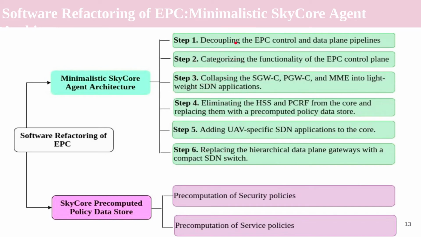The first one is decoupling the EPC control and data plane pipelines. One of the main reasons behind the high complexity of EPC is its nodes performing mixed control and data plane functions. So to make the EPC functionality suitable for UAVs, we need to first decouple the EPC control and data planes. Then they categorize the EPC control nodes based on their high-level functionality. There are the serving gateways, the packet data network gateways, the mobility management entity, and the home subscriber servers, HSS, that I've already mentioned.